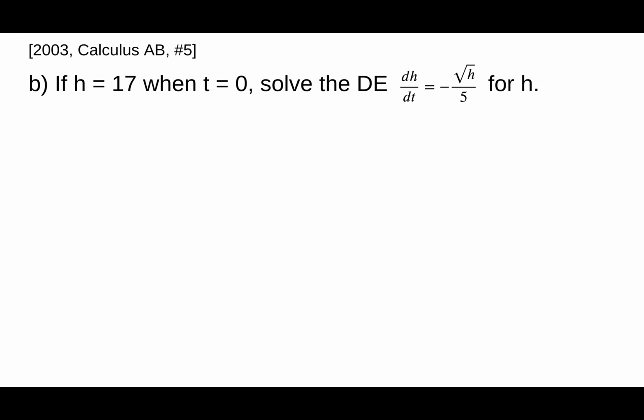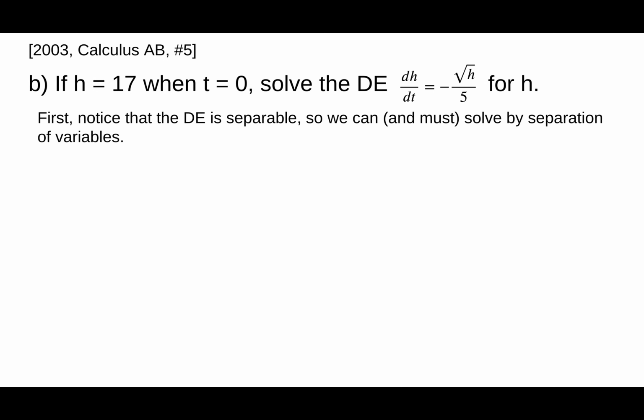In part B, we are given an initial condition that h is 17 when t is equal to 0, and then asked to solve the differential equation dh/dt equals negative square root h over 5 for h. The first thing to notice is that this differential equation is separable, which means we can solve it using separation of variables.